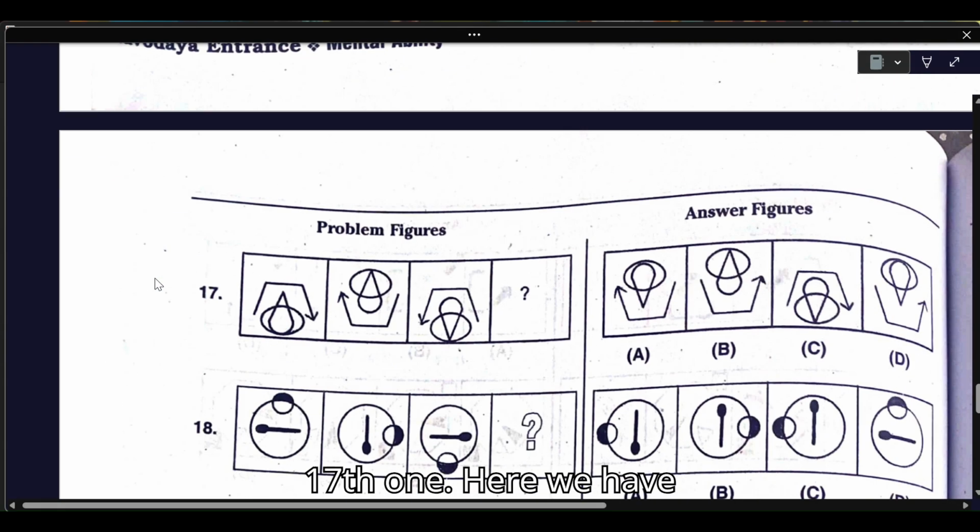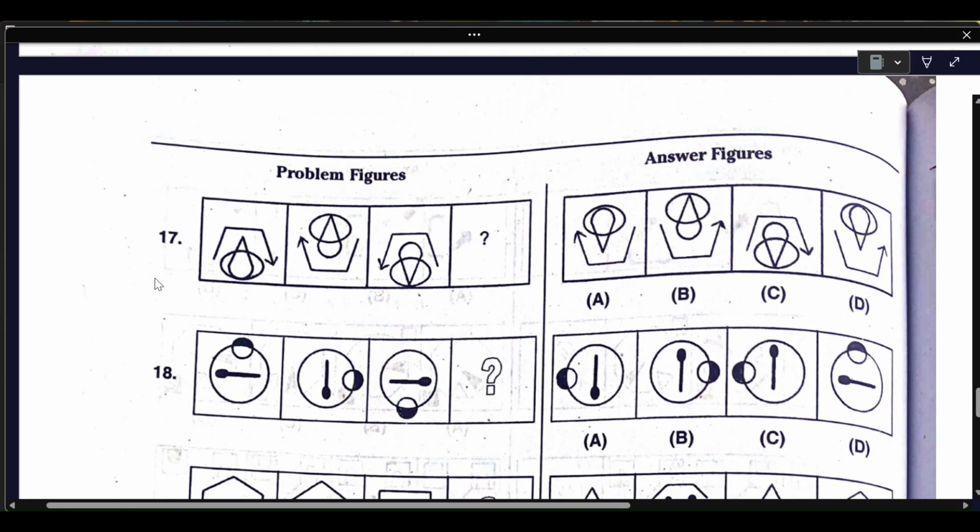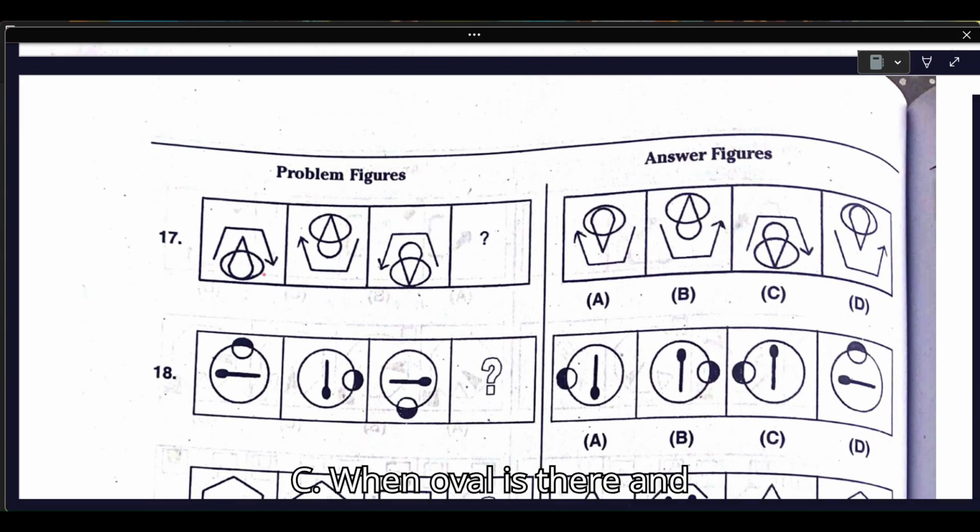And the next one is the 17th one. Here we have C. One oval is there and then this is like a cone. Okay. So the cone was pointing to top, and here it is pointing down. So in the next figure also it will be pointing down only. Okay. So what are the down cones here? This is up. So this is eliminated first. Let's look at ovals. Okay.